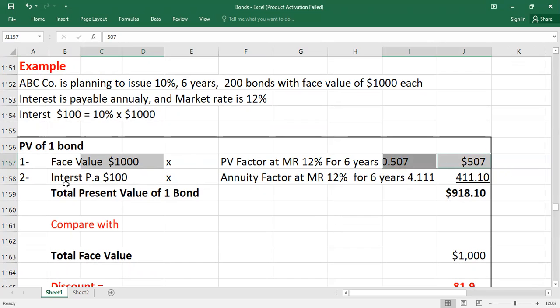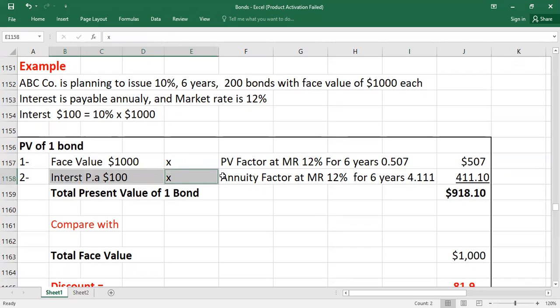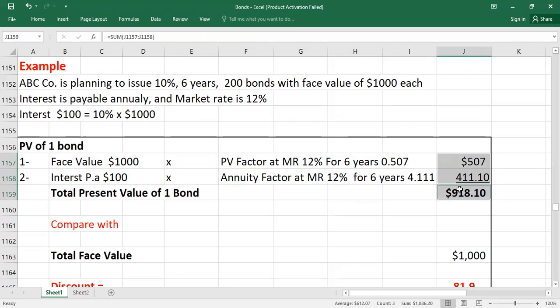Then I have to calculate the present value of interest per annum, which is $100, multiplied by the annuity factor. For this annuity factor, you have to look into the table of ordinary annuity. Go to 12%, look for 6 years, and you will find this value there, 4.111. If I multiply 4.111 with the interest per annum, which is $100, I will get the present value of interest. So if I sum face plus interest, I will get the total present value, which is called the total cash proceeds for one bond.